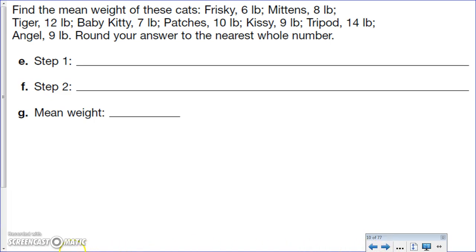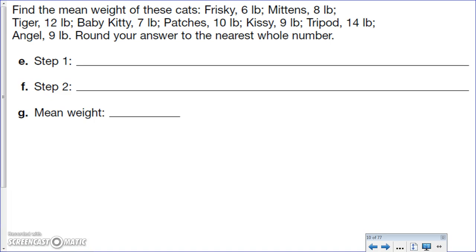For the second try it, we need to find the mean weight of these cats. Frisky is 6 pounds, Mittens is 8 pounds, Tiger is 12 pounds, Baby Kitty is 7 pounds. Patches is 10 pounds. Kissy is 9 pounds. Tripod is 14 pounds. And Angel is 9 pounds.